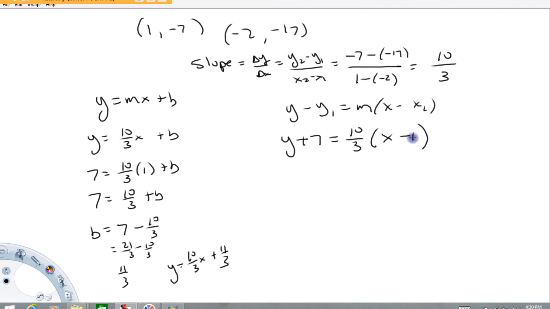So I think I'll call that video a day right there. That's examples 1, 2, and 3 about linear equations. This is how we find the equations of the line. I strongly encourage you to use this form whenever you're finding the equation for lines.